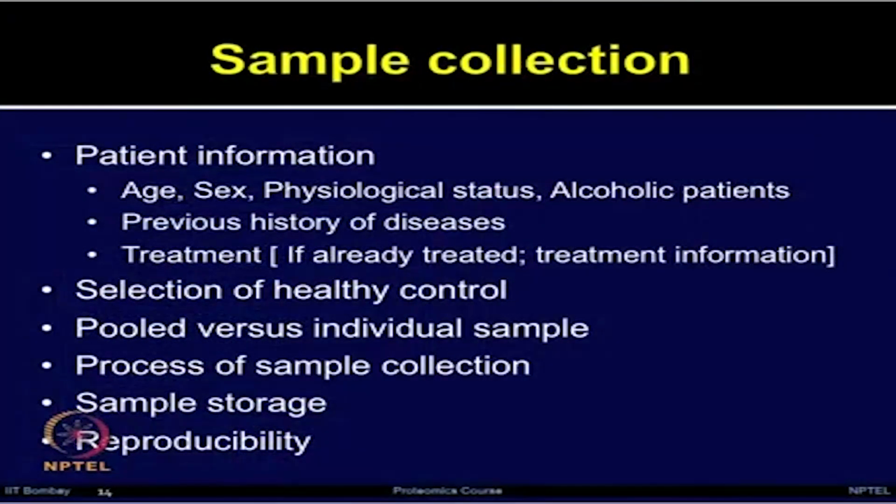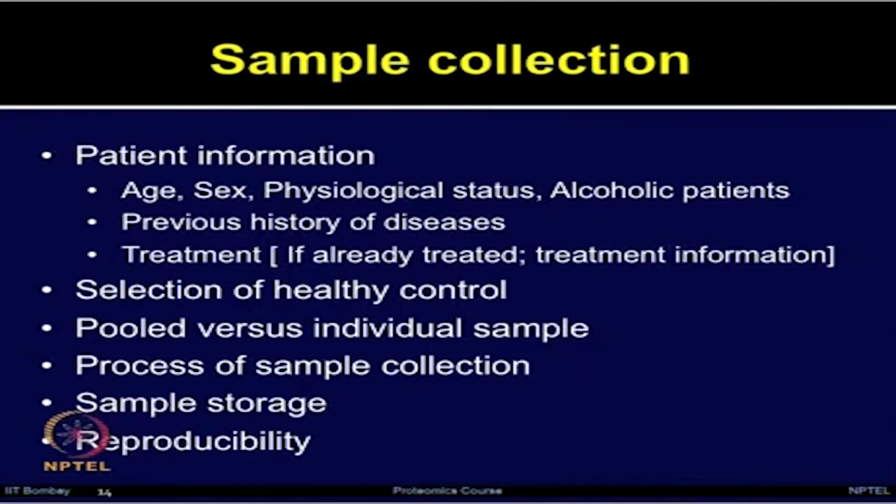Selection of healthy controls becomes critical, because you want to compare healthy with the disease sample. Now, if you are healthy but suffering from some disease, then that may give you some artifact information. So, that is why in clinical studies you need a large number of samples.